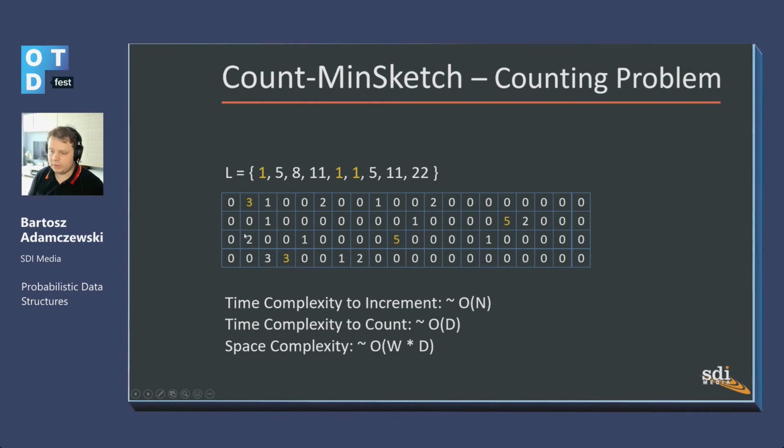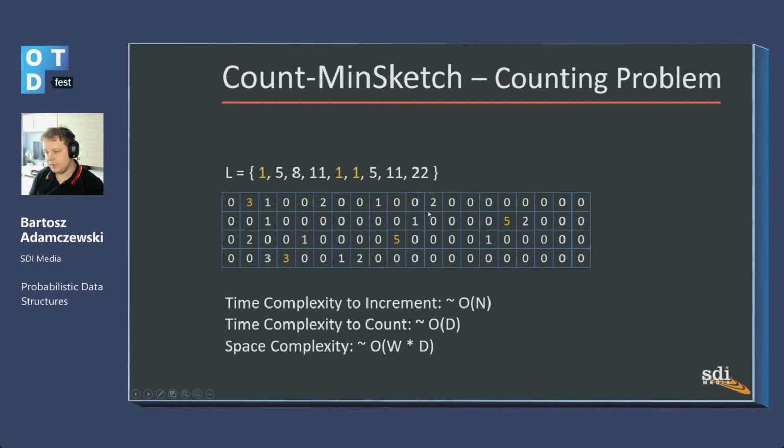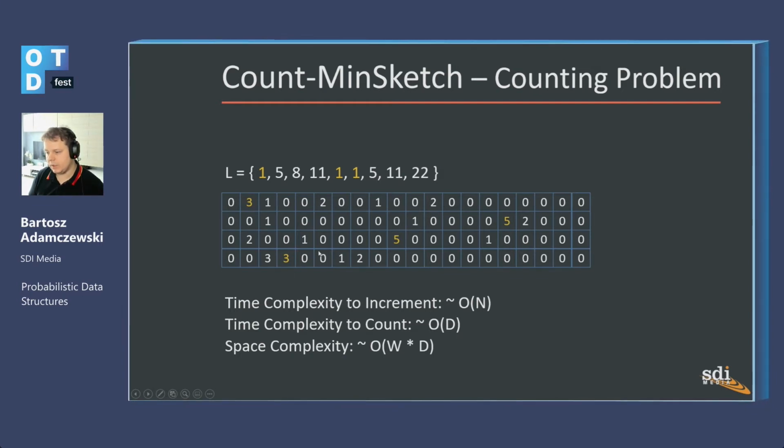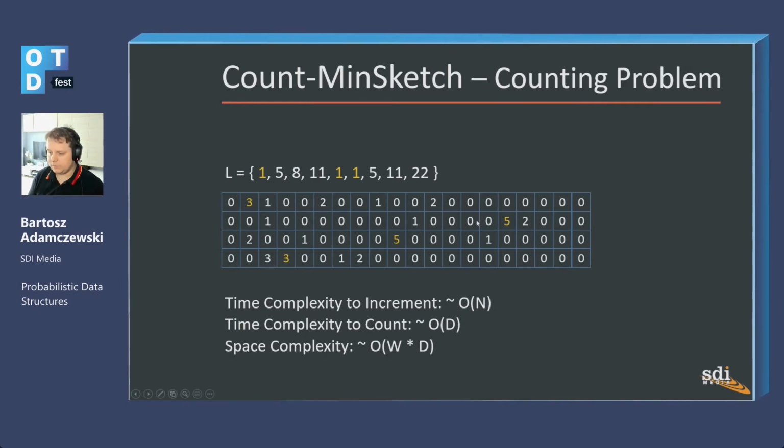Now, if you're trying to check how many times 1 was present within this list, we take the 1, we hash it in the first row. It's going to end up here, then here, here, and here. And what we have to do is keep track of the minimum number in each bucket. So the minimum number of all of these rows is 3. So how many times was 1 present in the set? Well, it was present 3 times.